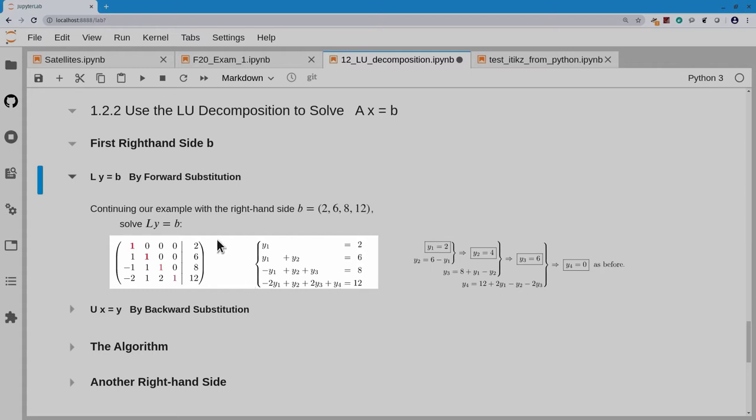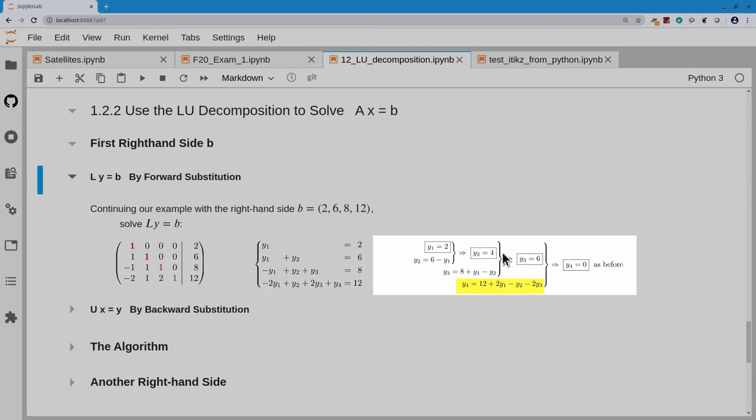This equation, LY equals B, unravels from the top down. Just like with UX equals Y, where we did back substitution, with LY equals B it's in the opposite order. We do forward substitution. So we simply transcribe the system, and of course we'll look at the matrix directly as before for speed. So we'll see that Y1 is equal to 2, Y2 is equal to 6 minus Y1, Y3 is equal to 8 plus Y1 minus Y2, and Y4 is equal to 12 plus 2Y1 minus Y2 minus 2Y3. Putting this together, we find our y vector: 2, 4, 6, and 0.